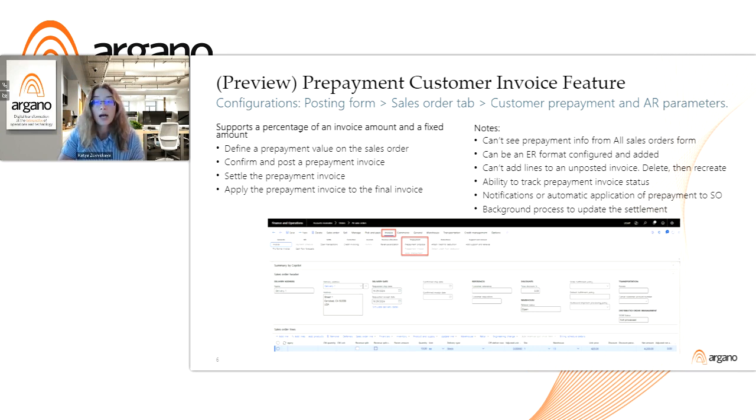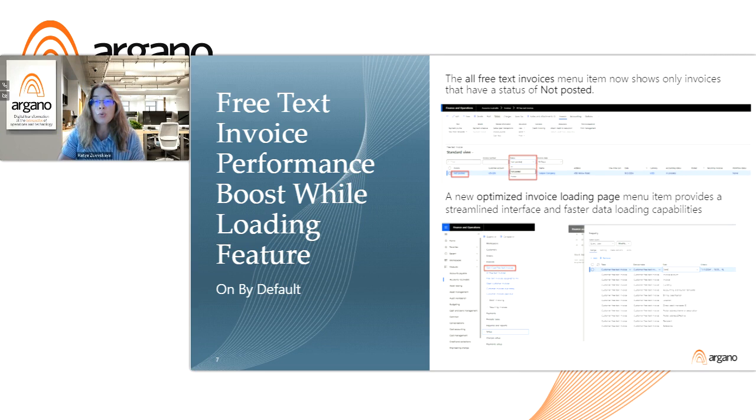Okay, moving on. You're going to see new views on your free text invoices. Microsoft introduced a free text invoice performance boost. And that means that, first of all, when you go to the all free text invoices menu, it will show you only invoices that have a status of not posted. That's a little bit uncommon because you would expect to see everything, right? So you might visually be like, oh, what's that? That's the thing. So now you would need to sort your invoices, similar to what you do with journals. You would need to find all posted, not posted.